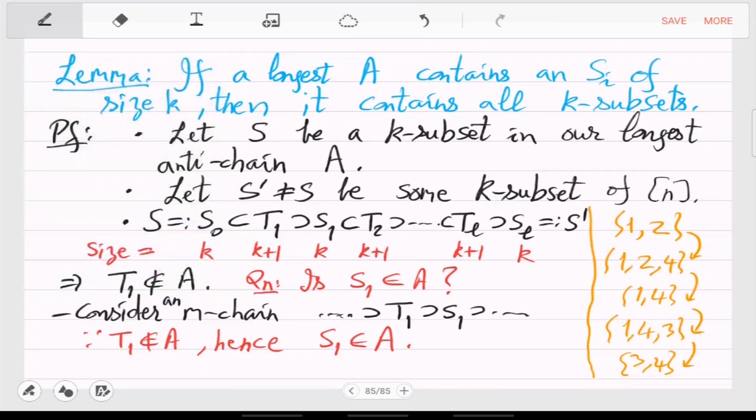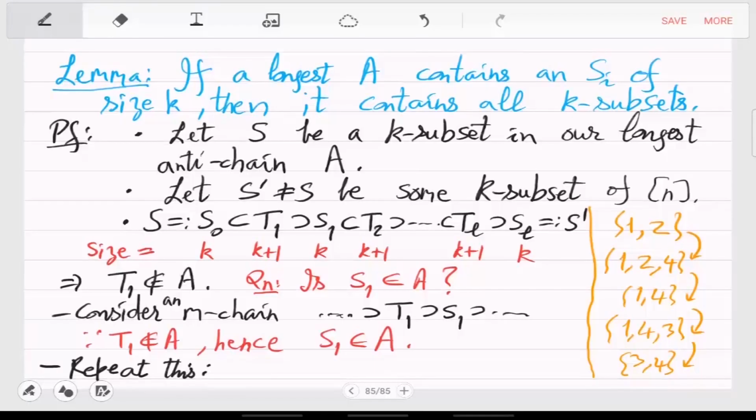You are asking why should every M chain have some element in A? No, that is what we agreed from that side of the class. That every M chain has some element present in the longest anti-chain A. Otherwise, it won't be longest. So assuming that this M chain also has to contribute something, it cannot contribute T1, so it is forced to contribute S1.